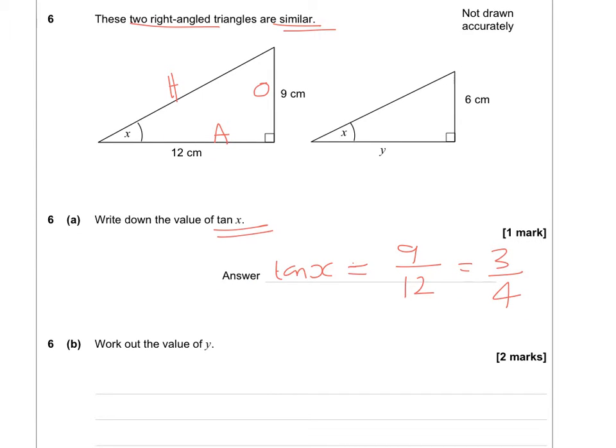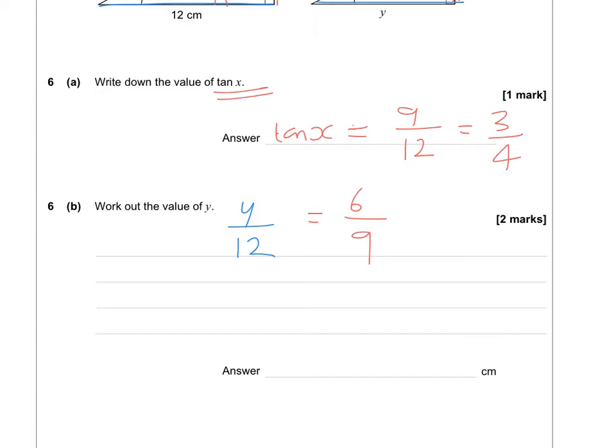Question 6, part B, work out the value of y. There are a couple of different ways in which we can do this. Because the triangles are similar, their sides are in the same ratio. So if we look at matching pairs of sides, there's y and 12, and then there's 6 and 9. So these pairs must be in the same ratio, which means that y over 12 must equal 6/9. We then have to rearrange this equation to work out what y is. Y is equal to 12 multiplied by 6/9, which comes to a value of 8.